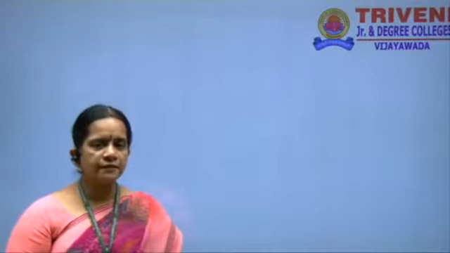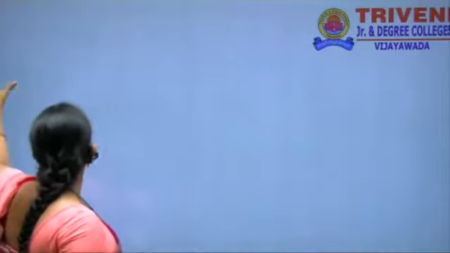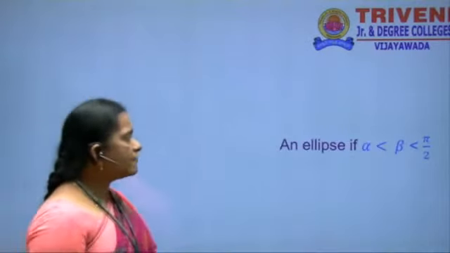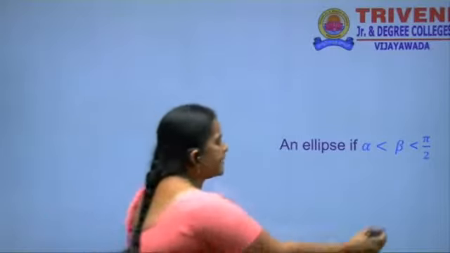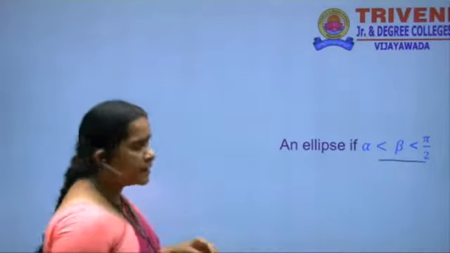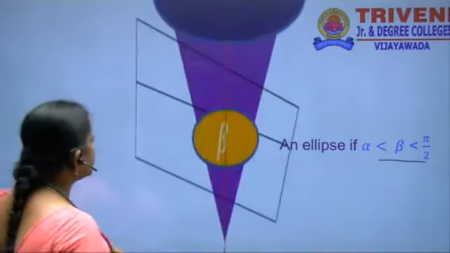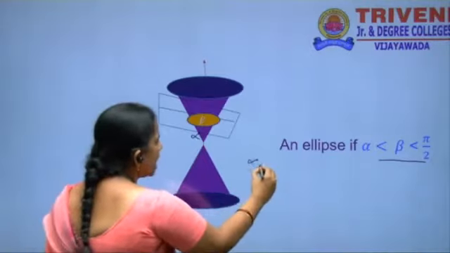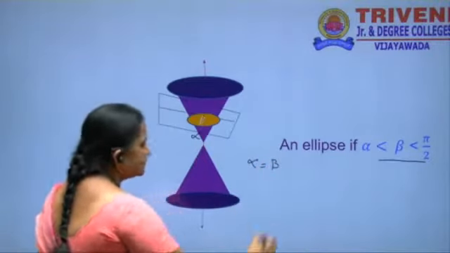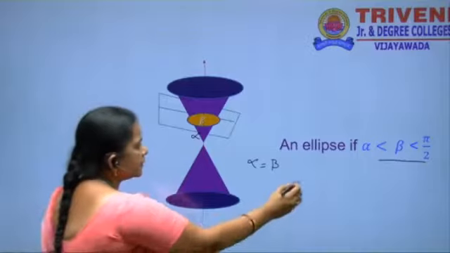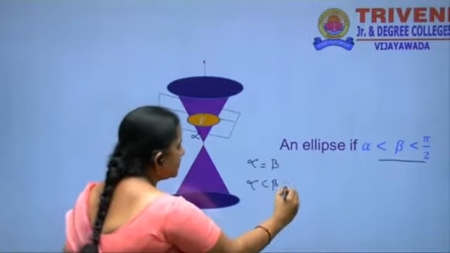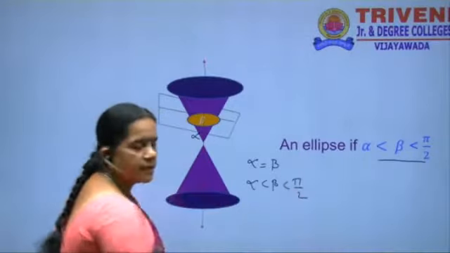In conic sections, the second one is the ellipse. Today I am going to discuss the ellipse. If alpha is less than beta less than pi by 2, it is called an ellipse. Suppose alpha is equal to beta, this is a parabola. But in an ellipse, alpha less than beta less than pi by 2.